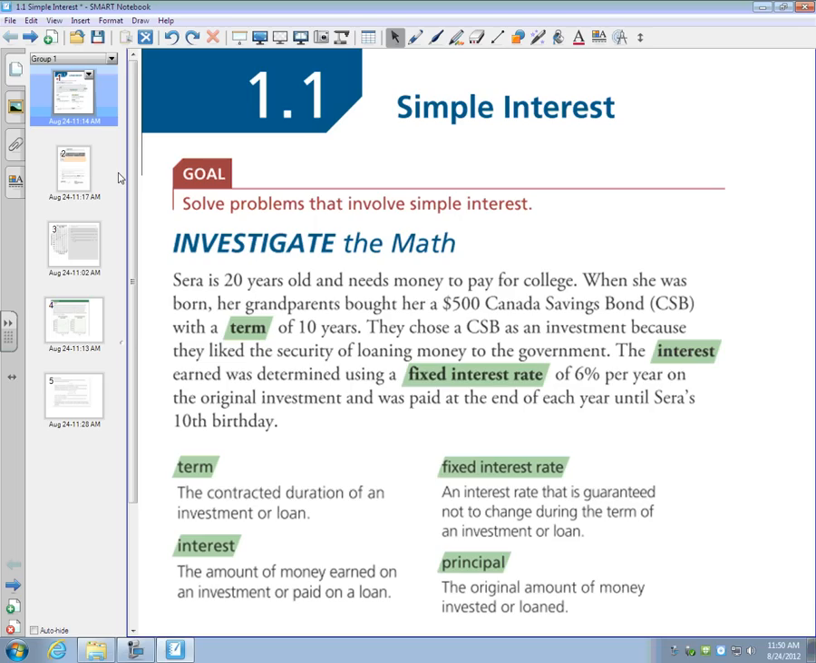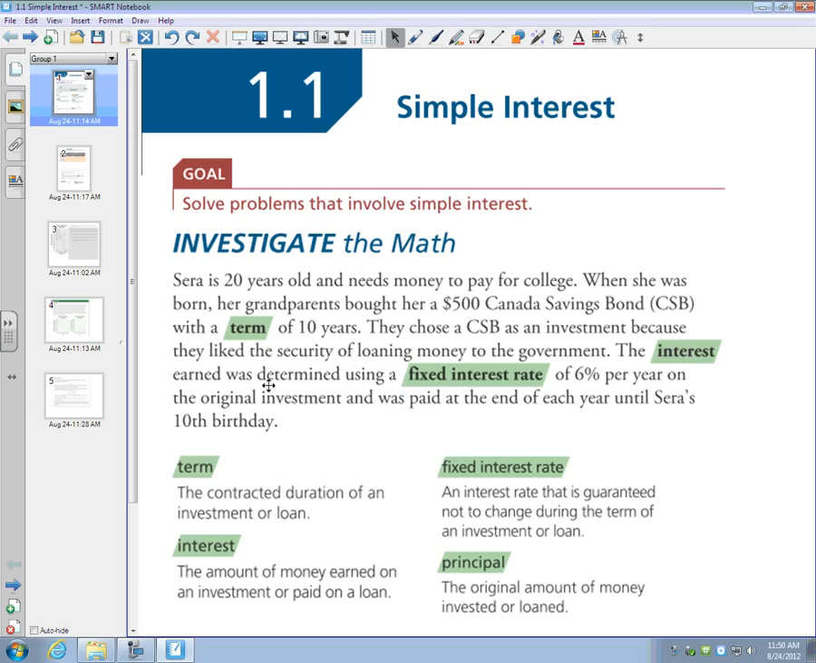The interest earned was determined using a fixed interest rate of 6% per year on the original investment. Another word for original investment is principal. And it was paid at the end of the year until Sarah's 10th birthday. So the interest is only on that first original amount, only on the $500. Throughout this chapter, there's a lot of vocabulary. Anytime you see a green highlighted word, it's going to be along the side of your textbook and also at the back of your textbook.